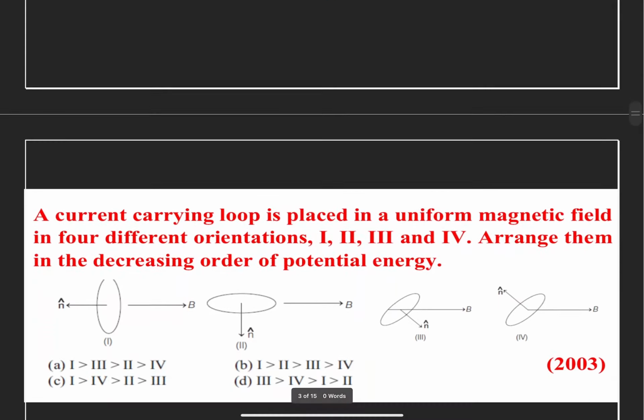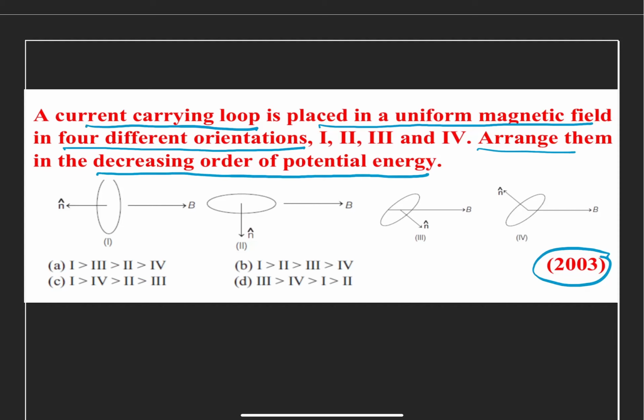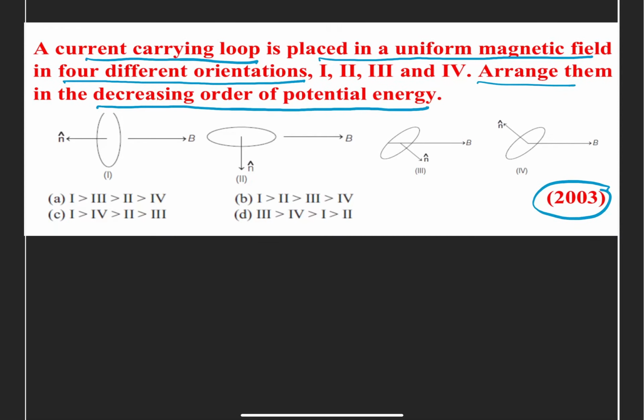Come to the next question. It was also asked in the year 2003, and it says that a current carrying loop is placed inside a uniform magnetic field in 4 different orientations. Arrange them in the decreasing order of potential energy. There are 4 orientations, and the area vector of the loop is arranged in different ways. Like in the first case, the magnetic field is toward the right, and the area vector is along the left.